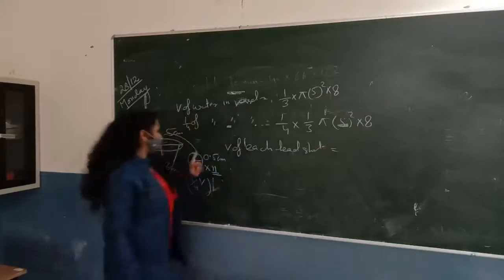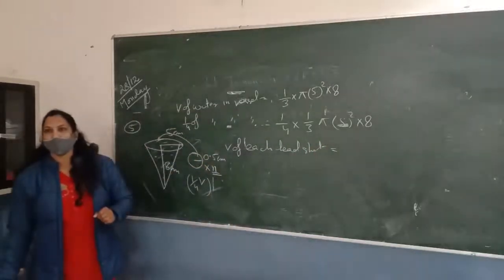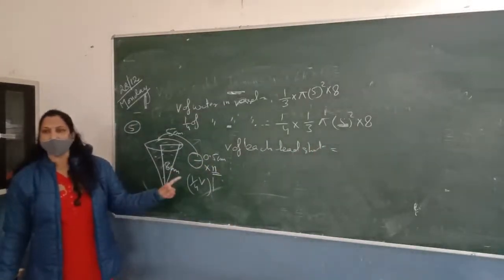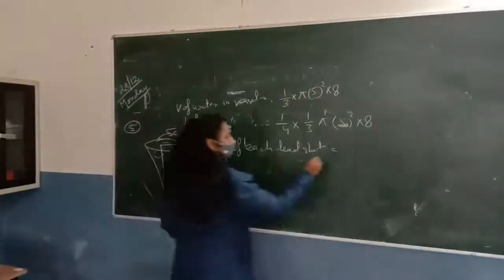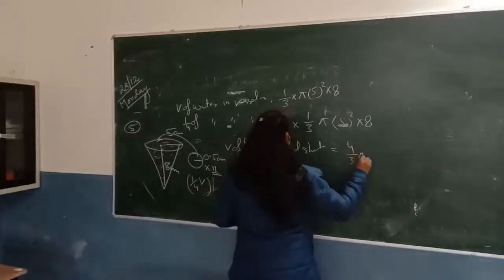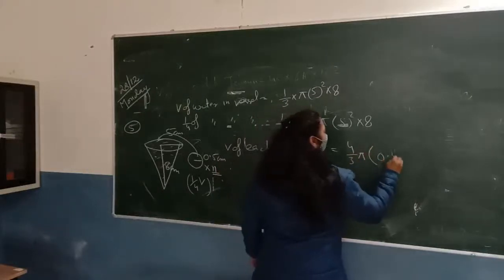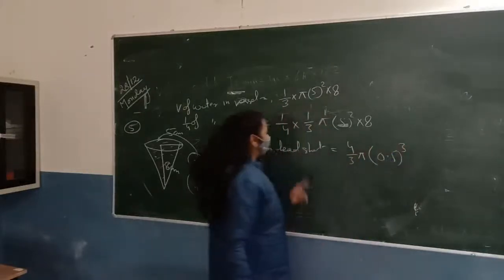What is the volume of each lead shot? It is spherical in shape. 4/3 pi r cube, yes, good. This is the volume of one lead shot.